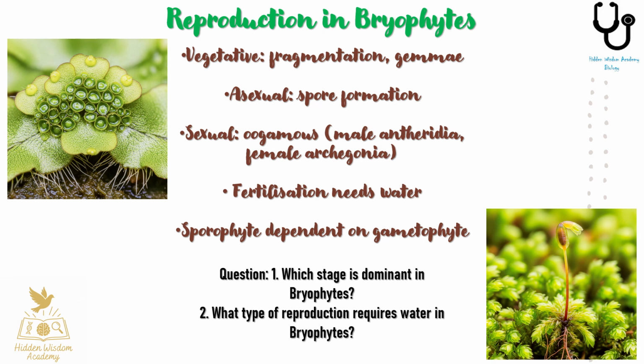Let's talk about the reproduction in bryophytes. Bryophytes can reproduce in three ways. Vegetatively, they grow back from broken parts or by small structures called gemmae. Asexually, they make spores that grow into new plants. Sexually, they are oogamous, which means they have male antheridia that make sperm and female archegonia that make eggs. Water is needed for fertilization because the sperm must swim to reach the egg. After fertilization, the sporophyte develops but it stays fully dependent on the gametophyte for food and support.